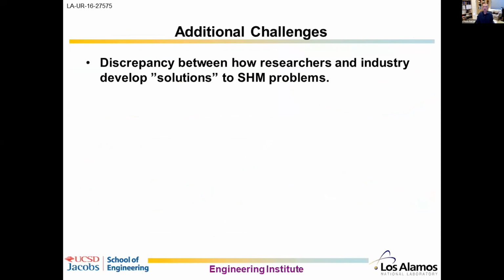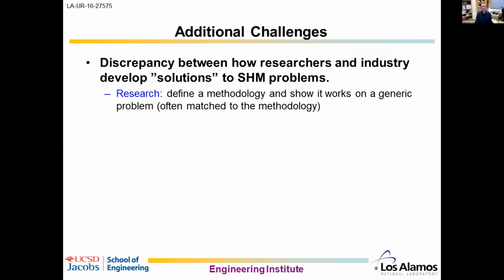All right, some other challenges. I think there's a big discrepancy between how researchers develop solutions to structural health monitoring problems and how industry develops solutions to structural health monitoring problems. Researchers tend to define a methodology and then show that it works on some generic problem. And often they match that generic problem to the methodology.